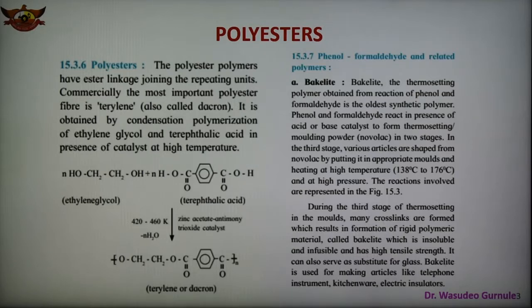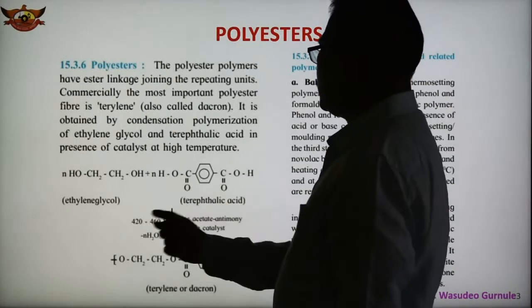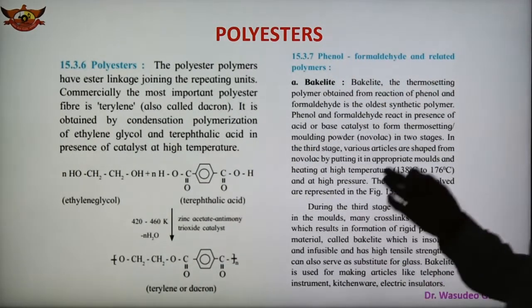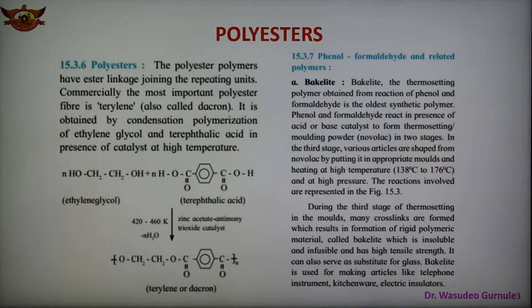So this is the important material which is known as terylene, and it is a polyester. So this is the ester group, COO, this is COO. This ester group joins the monomers and forms the polymer. So in this way polyesters, terylene polymer, can be synthesized.